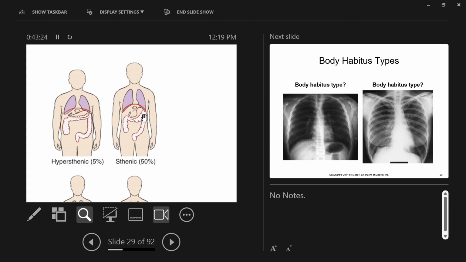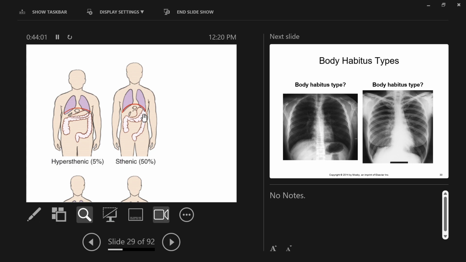Move to your left, hypersthenic. Your hypersthenic patients are your big people, okay? They're not typically very tall, they're typically very wide and very big, the overweight, obese, whatever you want to call it. Their lungs tend to be wider than they are tall. Okay, they're short and squat, short and wide, okay? Because they're shorter and wider, the abdominal organs tend to push up higher, okay? That causes the diaphragm to be more flat. We expect them to have shorter lungs and wider lungs.